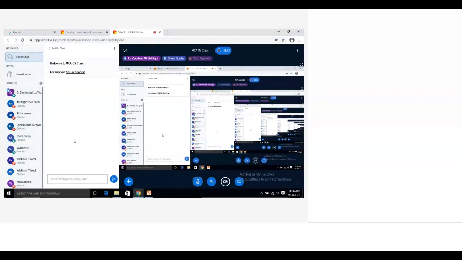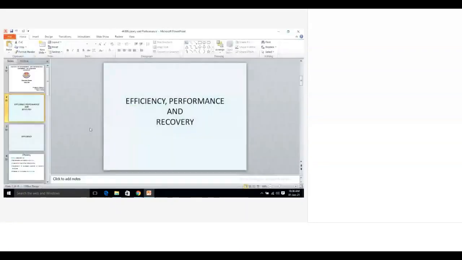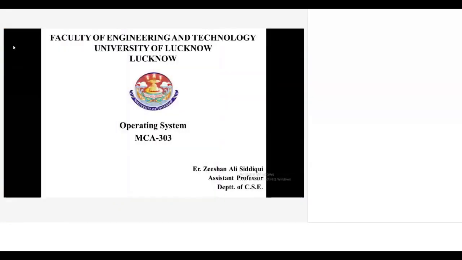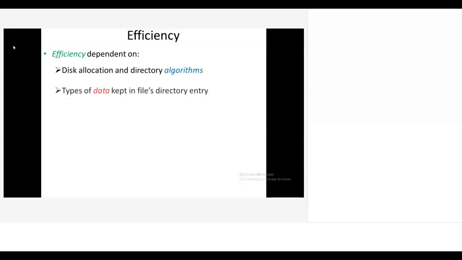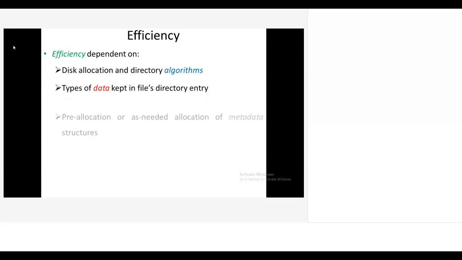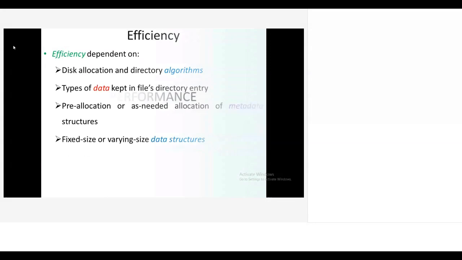Okay. So the last topic, let's see. That is pretty short: efficiency, performance, and recovery. So efficiency depends on what? Disk allocation and directory algorithms, the type of data that is kept in the file's directory entry, pre-allocation or as-needed allocation of metadata structures, fixed size or varying size data structures. Not very important, just read once.